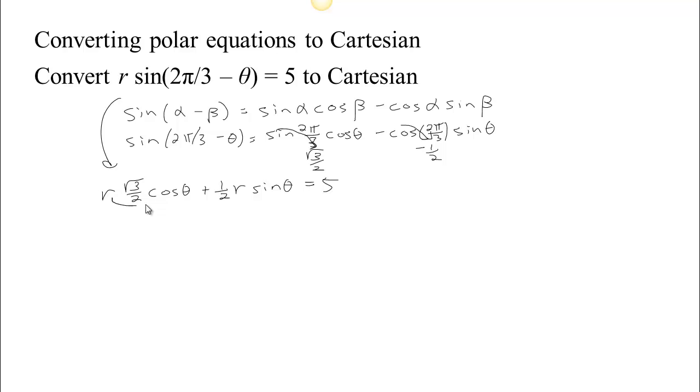Now it's easy because r times cosine theta is x, so we have root 3 over 2 times x plus 1/2 y equals 5. Oh, that's the equation of a line. So we converted to this Cartesian equation of a line by using an identity.